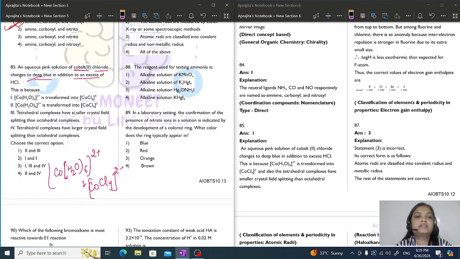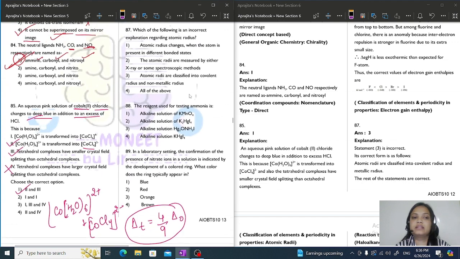Next it is written about the tetrahedral and octahedral. You know that the crystal field splitting energy for a tetrahedral complex is 4/9 times that of the octahedral. So the tetrahedral complexes have smaller crystal field splitting than octahedral complexes. So the fourth one is wrong, the third one is correct, and the second one is correct. It is transformed to [CoCl4]2-. So option A is correct, that is 2 and 3.